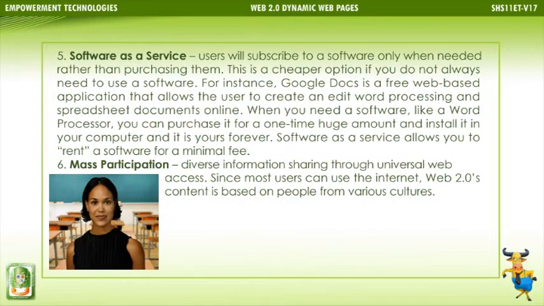5. Software as a service. Users will subscribe to a software only when needed rather than purchasing them. This is a cheaper option if you do not always need to use a software. For instance, Google Docs is a free web-based application that allows the user to create and edit word processing and spreadsheet documents online. When you need a software, like a word processor, you can purchase it for a one-time huge amount and install it in your computer and it is yours forever. Software as a service allows you to rent a software for a minimal fee.